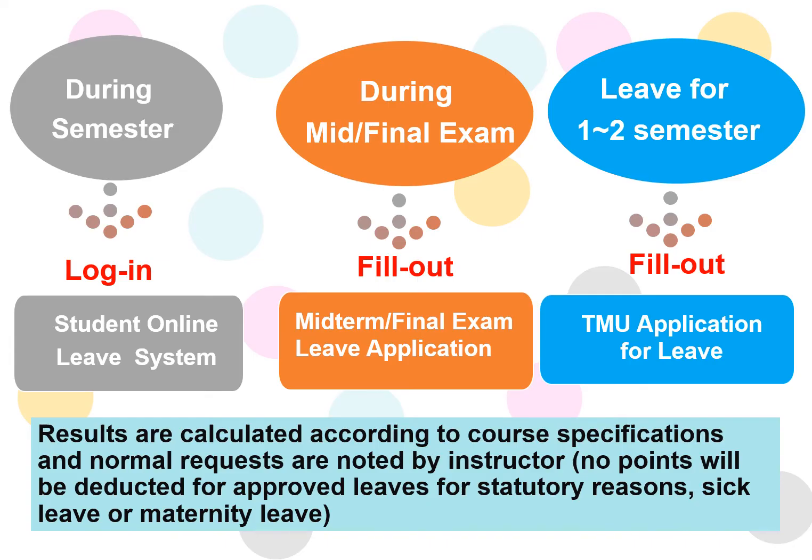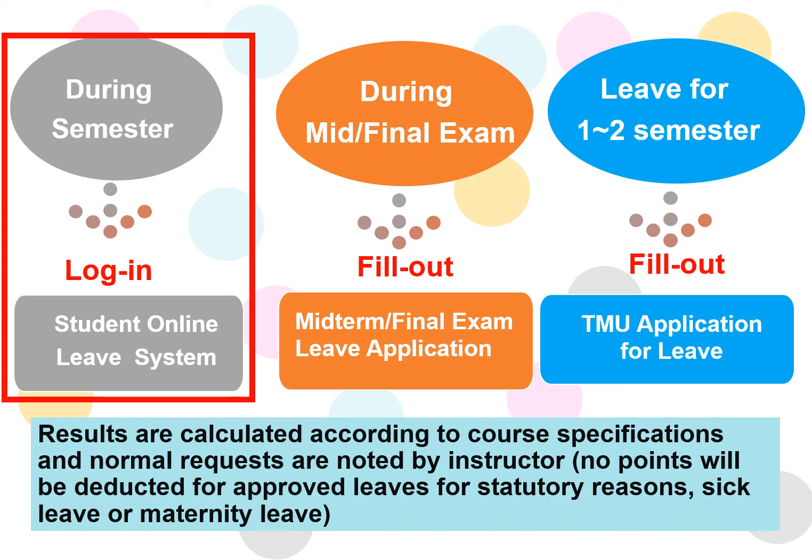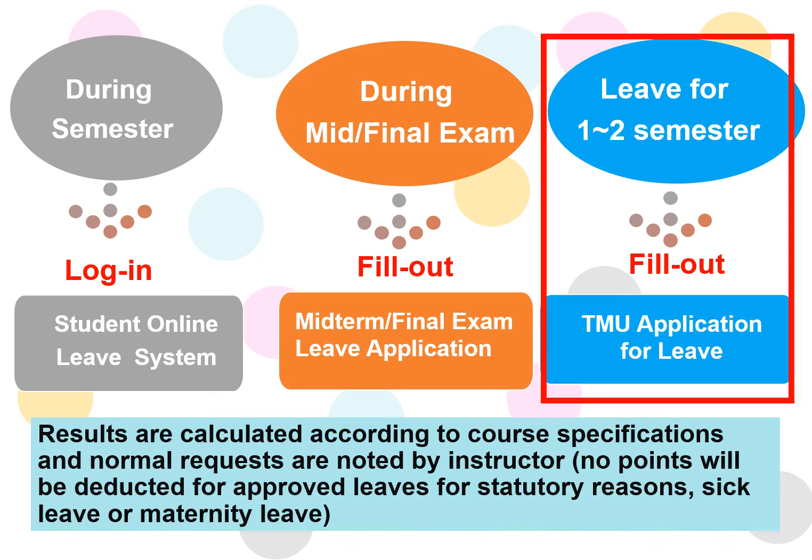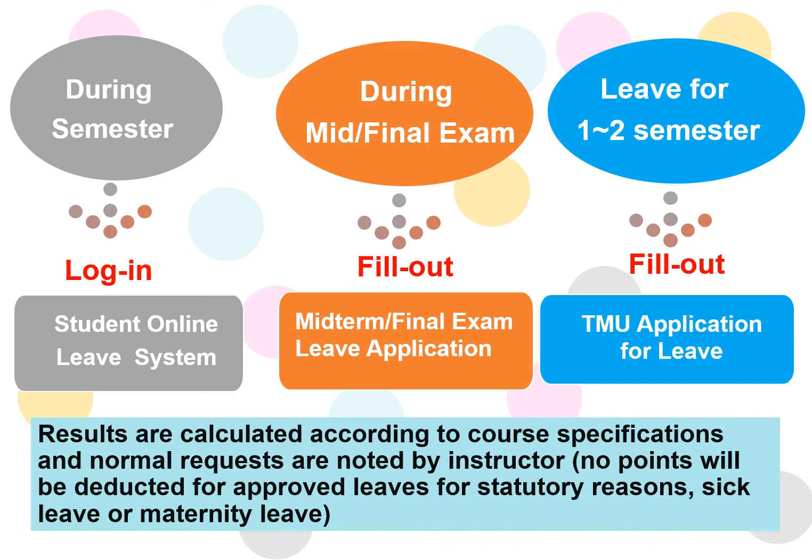So after looking at the calendar, you have to figure out what kind of situation you are in. There are 3 kinds of conditions. The first one is that you are going to take a general leave during the semester. Just log into the student online leave system, then you can make it. The second condition is during the final exam or midterm, then you just have to fill out the paperwork, the midterm and final exam leave application form. The third condition is a long leave. If you want to leave for 1 or 2 semesters, you also have to fill out paperwork. The application form is called the TMU application form for leave. So these are the 3 kinds of conditions you can think about.